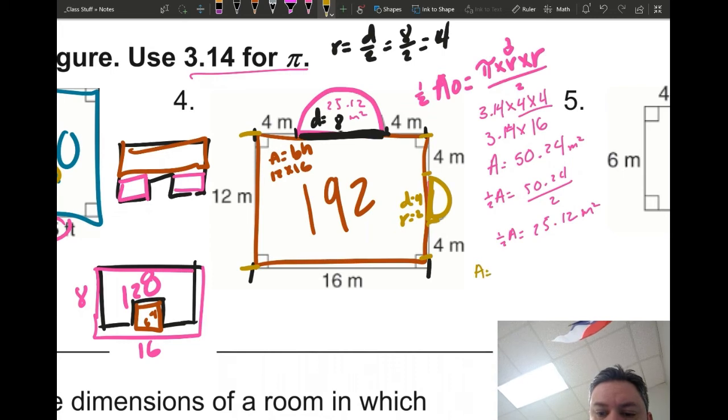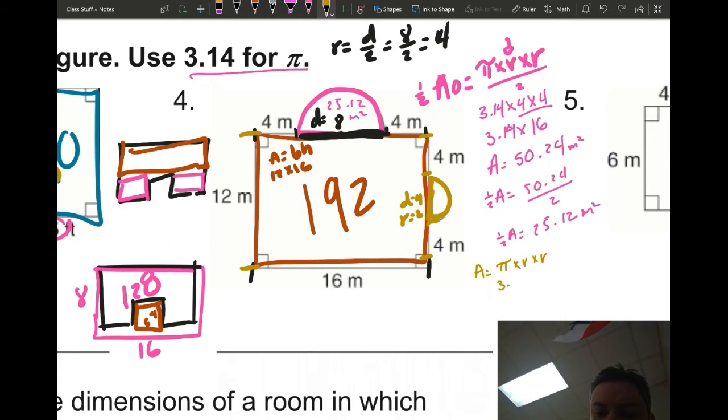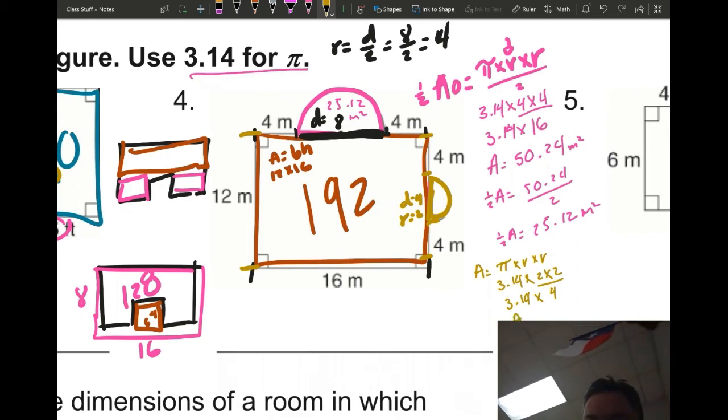I'm going to do the same thing. A equals pi times radius squared, which is 3.14 times 2 times 2. This 2 times 2 makes 4 times 3.14. When you multiply that, you get the area of the whole circle, which is 12.56. However, you have to divide that by 2. When you do that, you get 6.28 meters squared, and that's for this one right there.